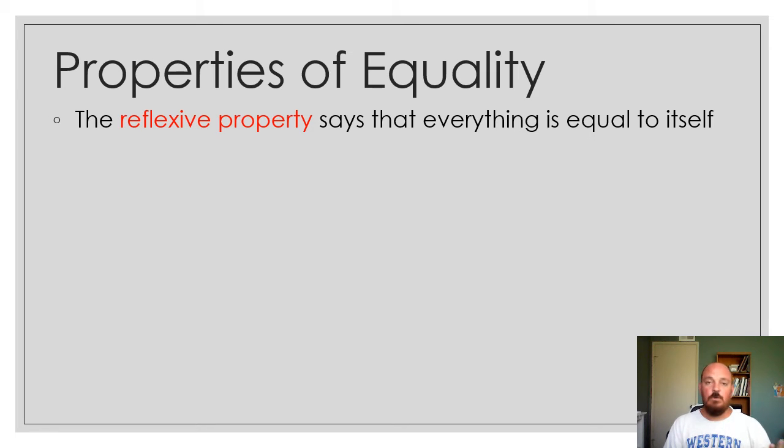Now, number one, we're going to start with a really obvious one. It's so obvious it barely even needs a name, but it's called the reflexive property, and it basically just says everything's equal to itself. So for example, 5 equals 5. That's true. 3x plus 7 equals 3x plus 7. That's true. Like I said, very obvious. But it is a property, and it is one that we want to know. So if you ever need the name for it, it's called the reflexive property, and it just says that if you have two things that are exactly the same, they're equal.